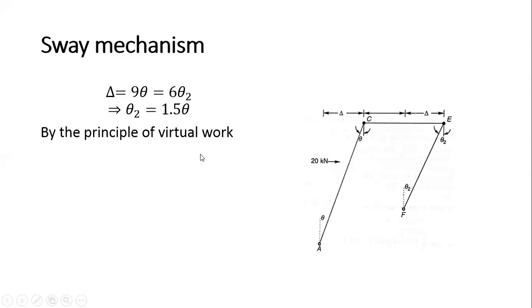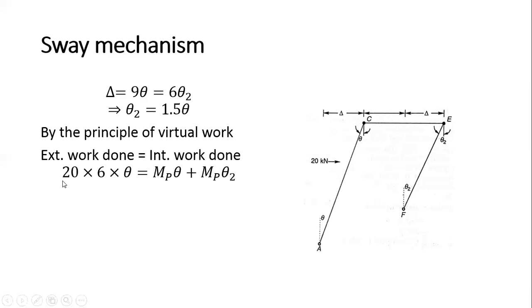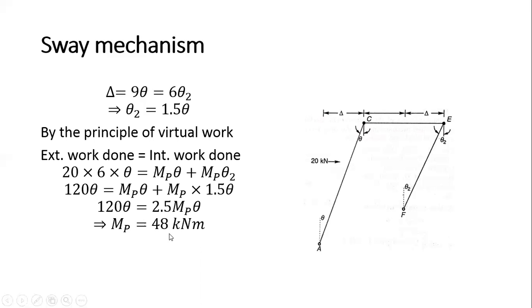Now apply the principle of virtual work. So 20 into this is my 6 meter, 6 theta is equal to, now here internal work will be how much? MP times theta plus MP times theta 2 here. So this is 120 theta is equal to MP theta, in place of theta 2, I write 1.5 theta here. So this is 1.5 theta. So solve the two, you will get this value. And finally, MP comes out to 48.